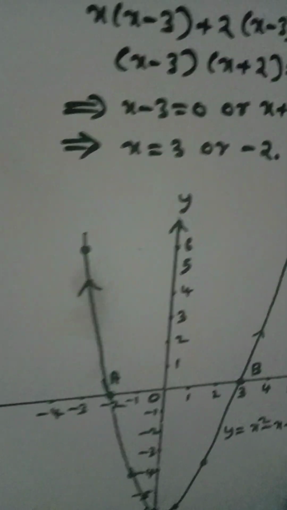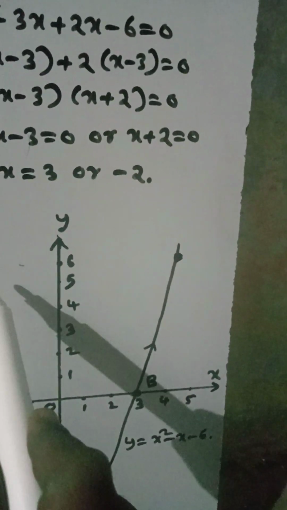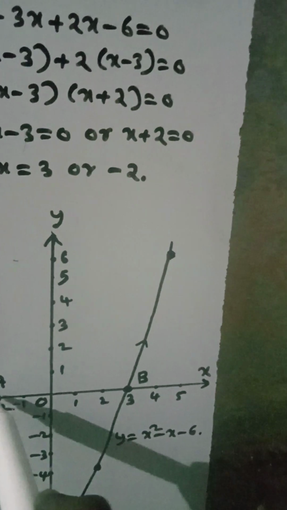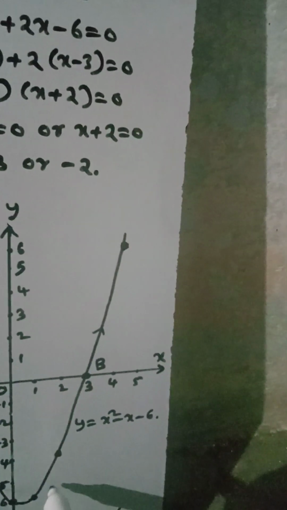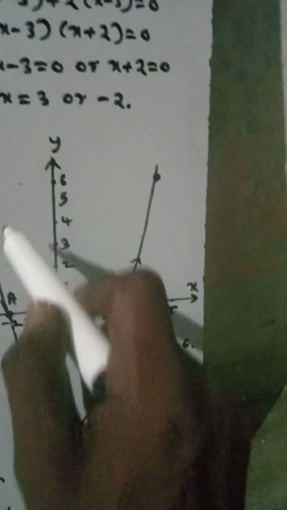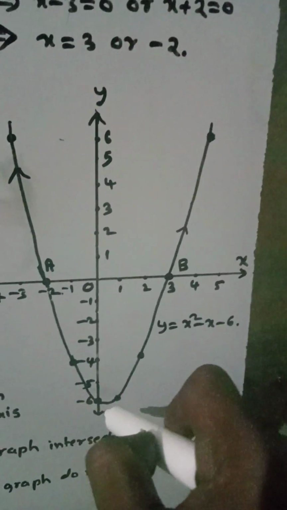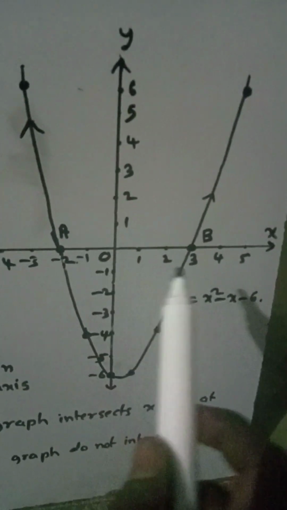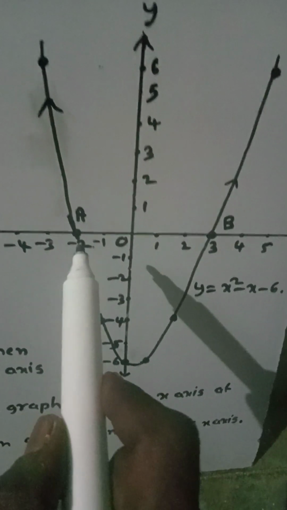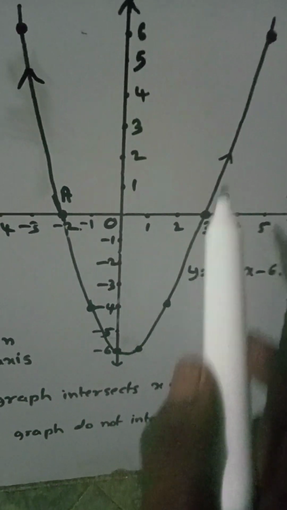So now look here. We have to plot all these ordered pairs in the graph sheet. The first one is minus 3 comma 6, the second point is minus 2 comma 0, and the third one is minus 1 comma minus 4, the fourth one is 0 comma minus 6, the fifth one is 1 comma minus 6, and the next point is 3 comma 0, like that. So we have to mark all these points and smoothly, freehand, join them, draw a curve and check where it is intersecting the x-axis. I think it is intersecting the x-axis at minus 2 and 3.